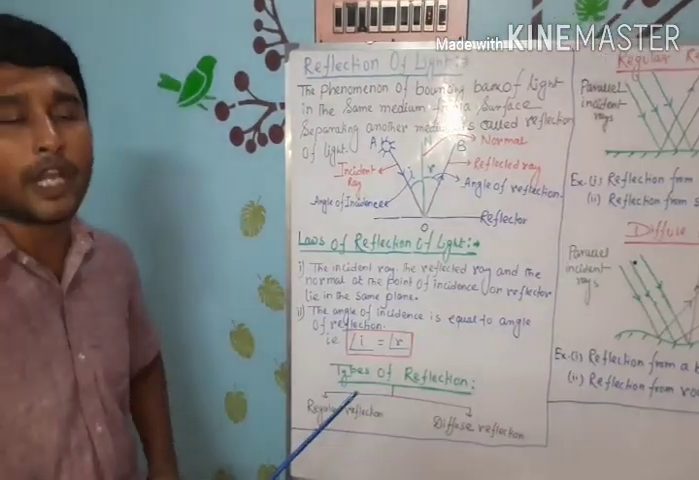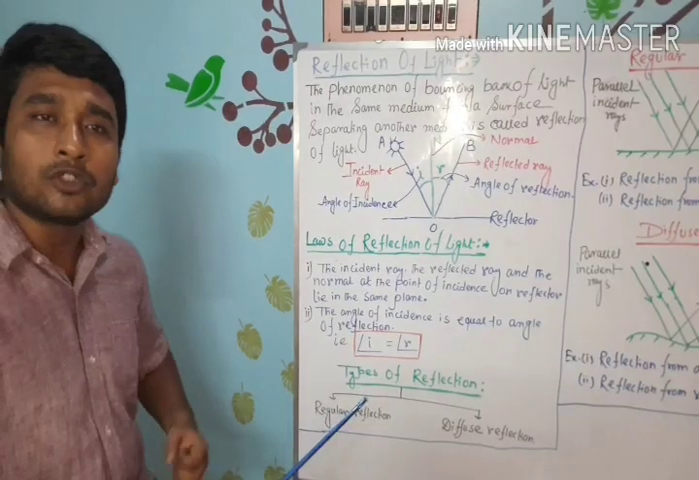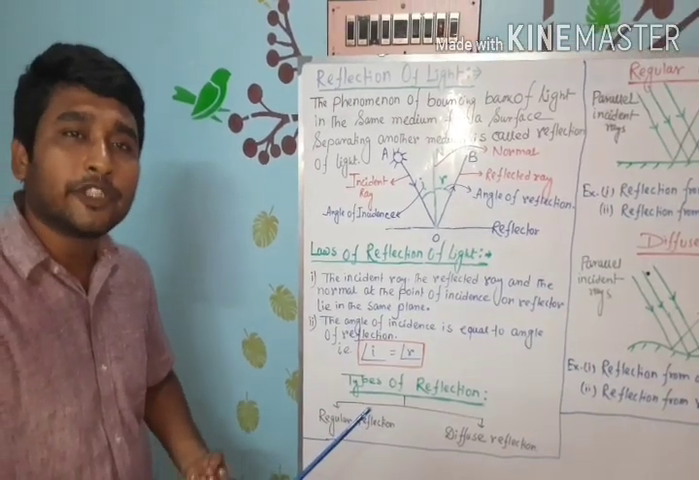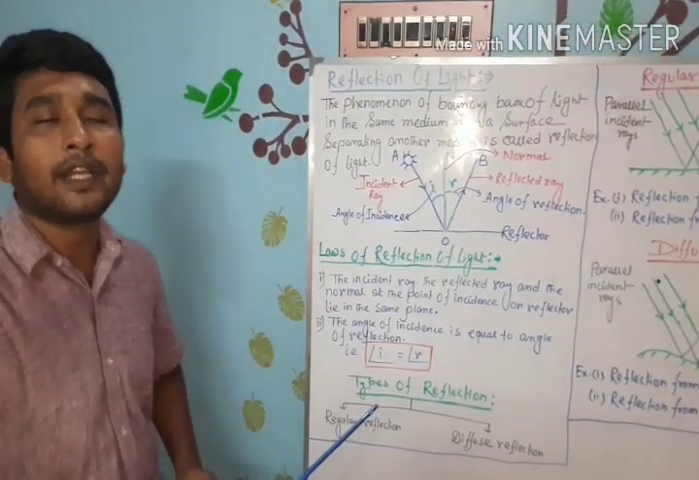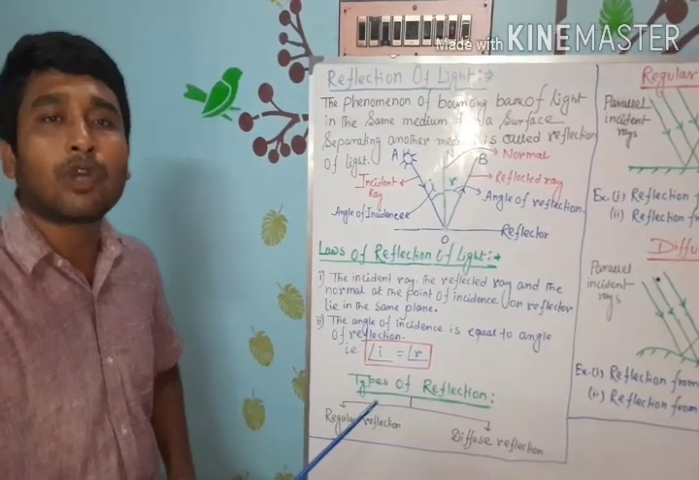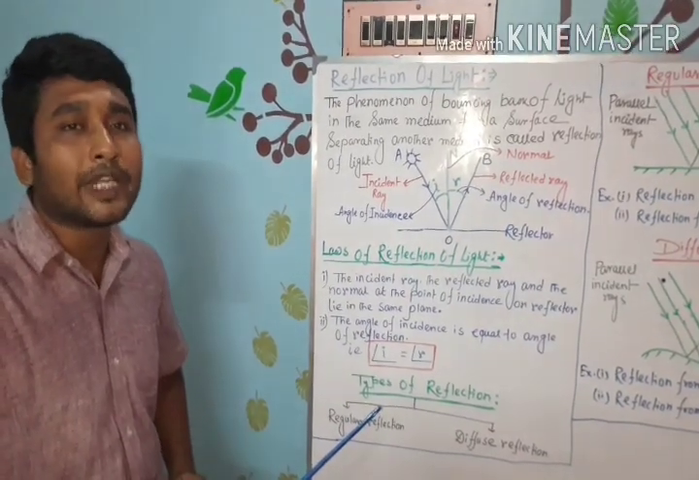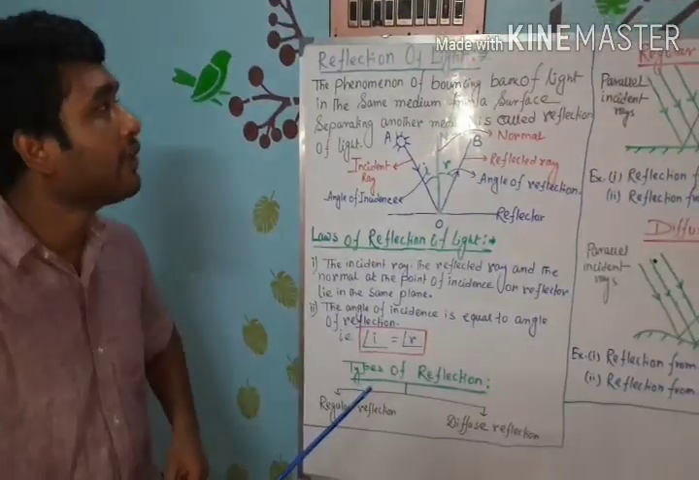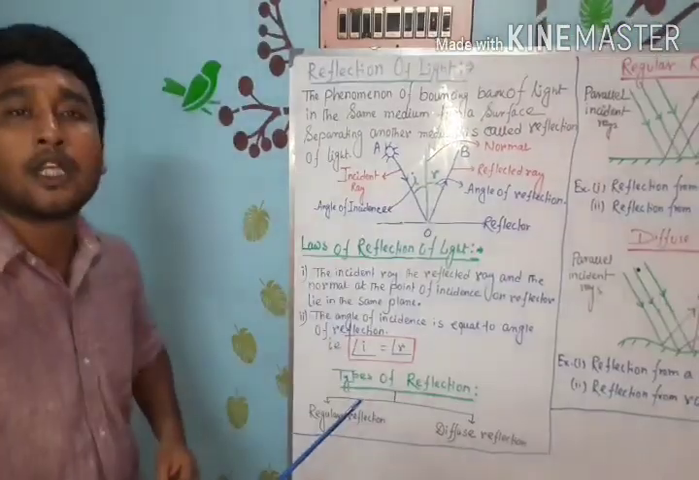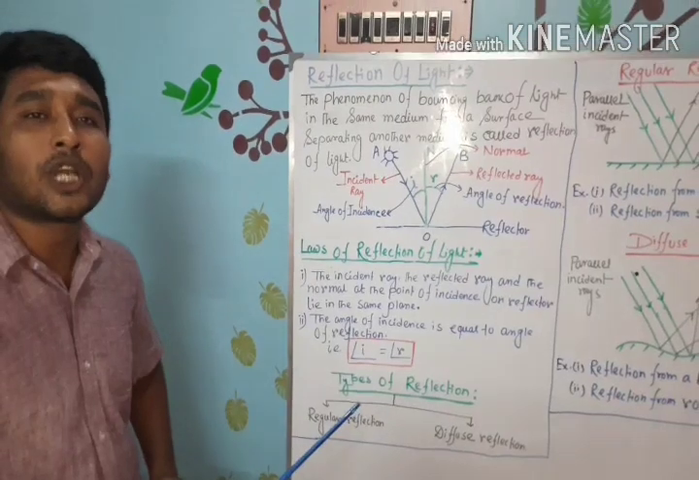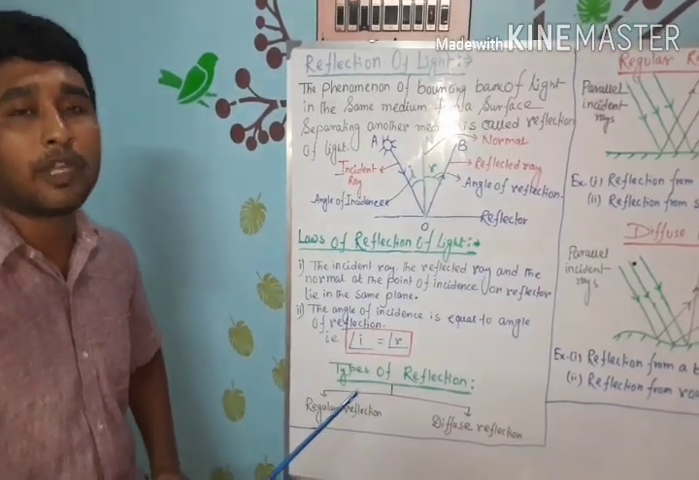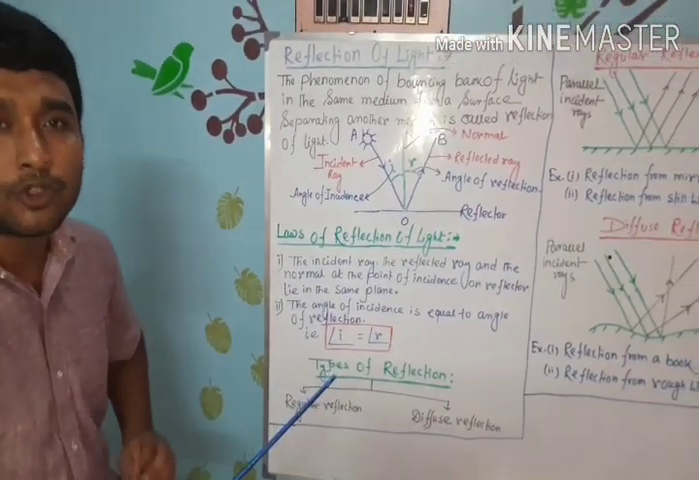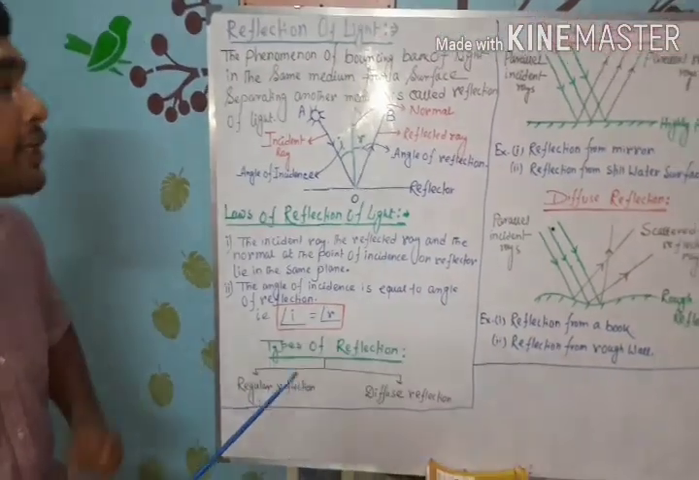From the source of light, the light ray falls on the object, then is reflected, and the reflected light ray reaches our eyes, by which we are able to see the object. Now student, the reflection of light obeys two different laws which are known as the laws of reflection of light. So first law, see the diagram very carefully.